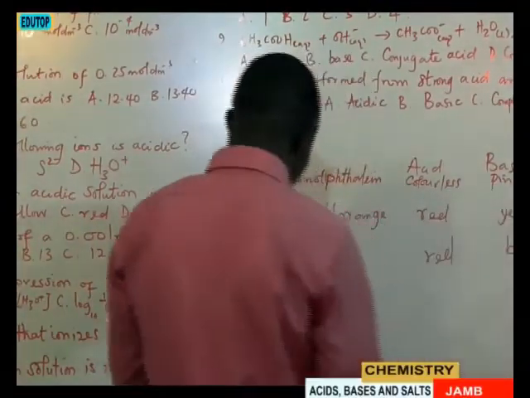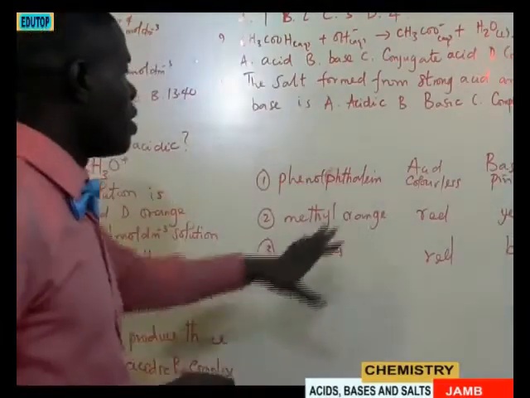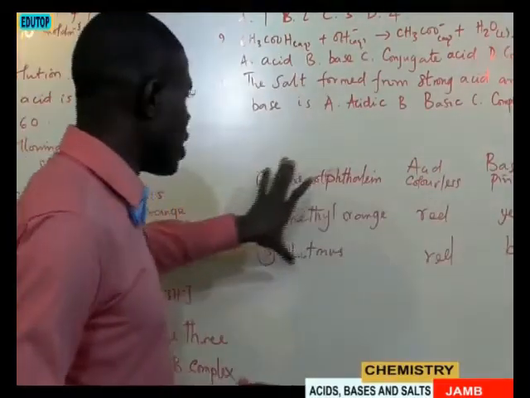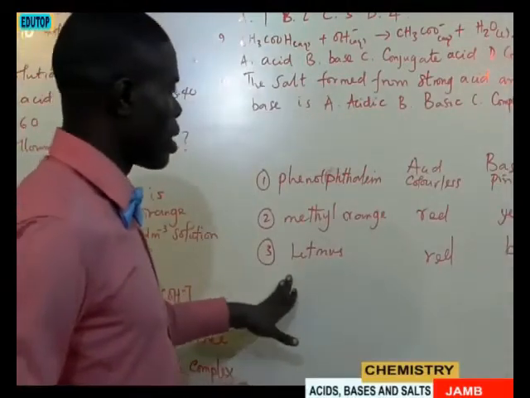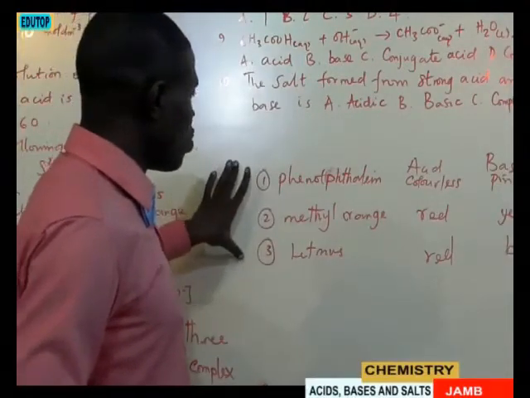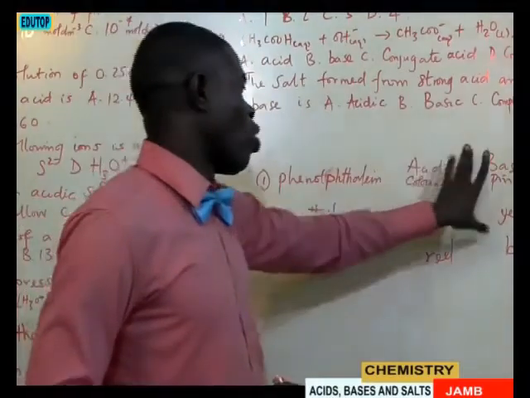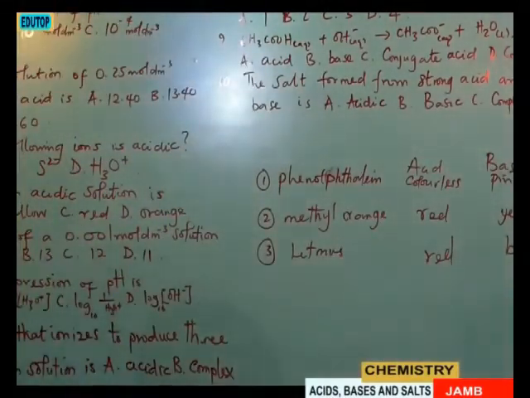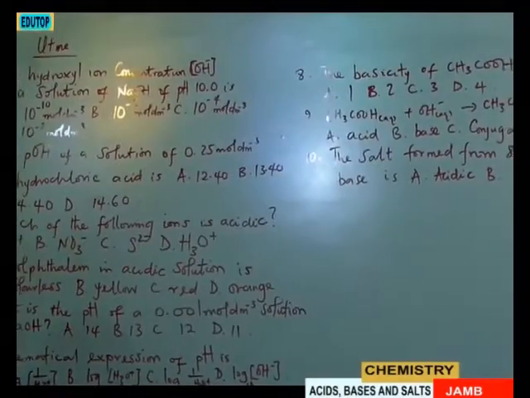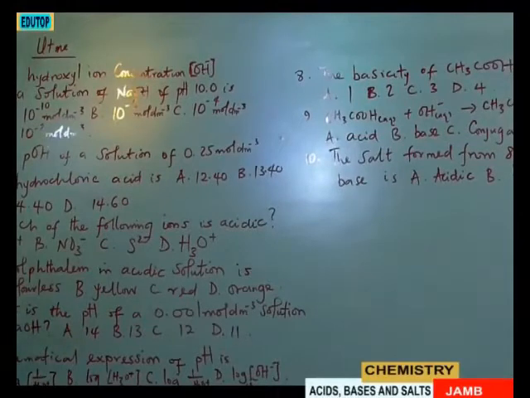So these are the various colors of these indicators in acid-base titration. So it should be noted because it will form the basis of the color nature. These are the UTME questions that are designed for acids, bases, and salts.